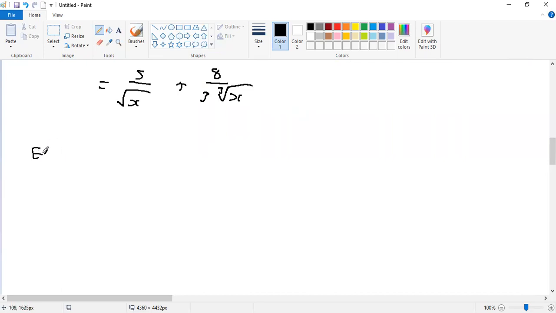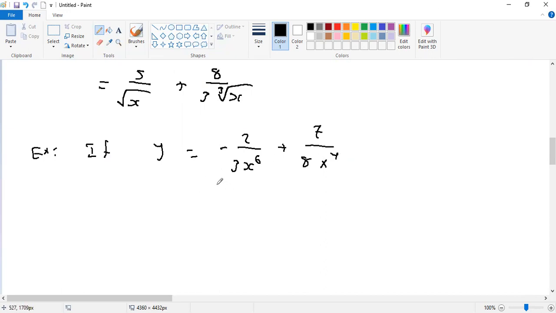Another example: if I have y equal to minus 2 over 3x to the power 6, plus 7 over 8x to the power 4.